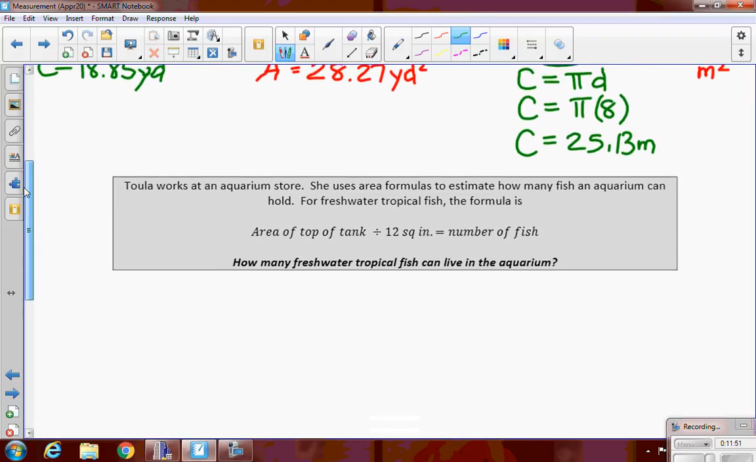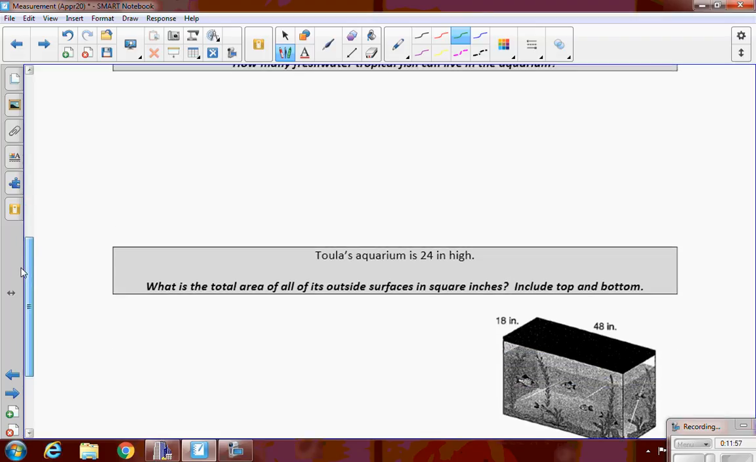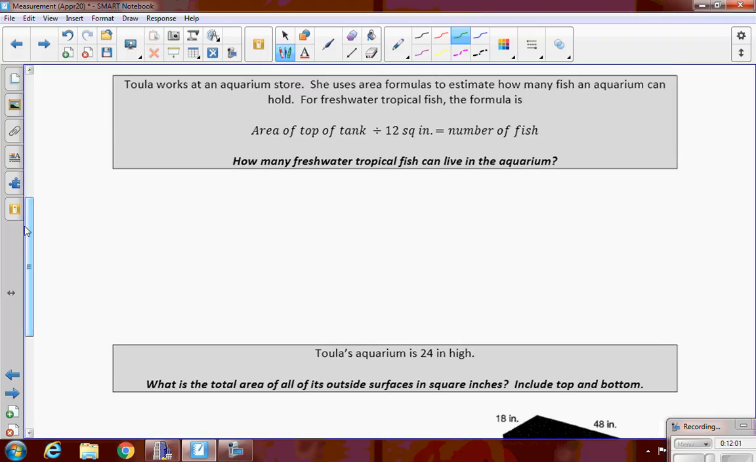Now the last two questions on this sheet talk about a girl named Tula, and it has a picture of the aquarium we're talking about down here at the bottom. It's saying Tula works in an aquarium store. She uses the area formula to estimate how many fish can actually go in this aquarium. Freshwater tropical fish have this formula, so if I could find the area of the top of the tank and then divide it by 12 square inches, that'll tell me how many fish she can put in here. So it's asking how many tropical fish can she actually put into this aquarium.